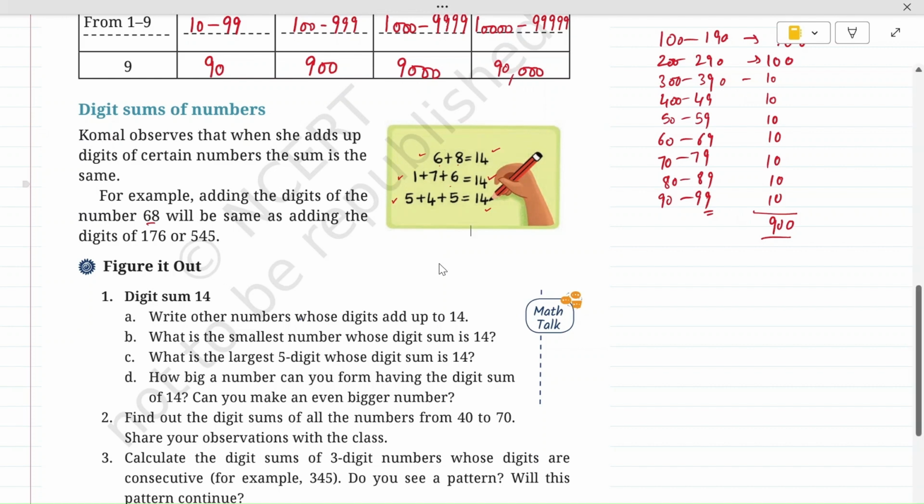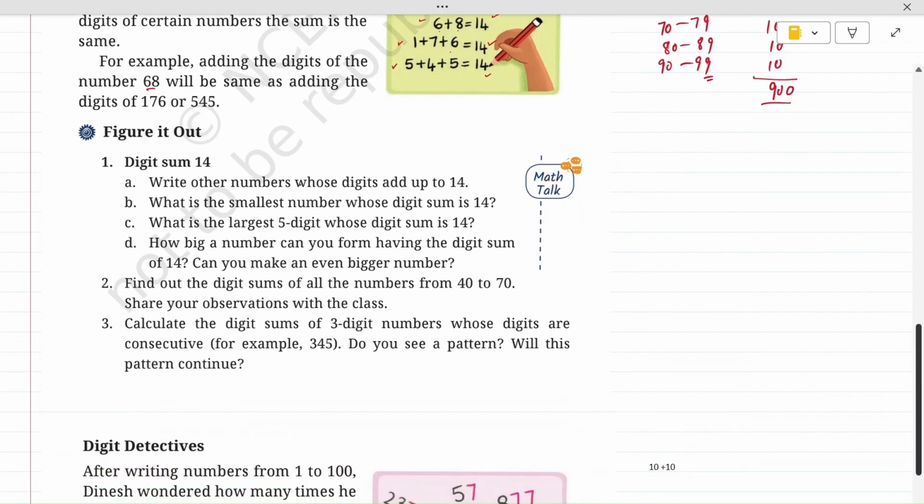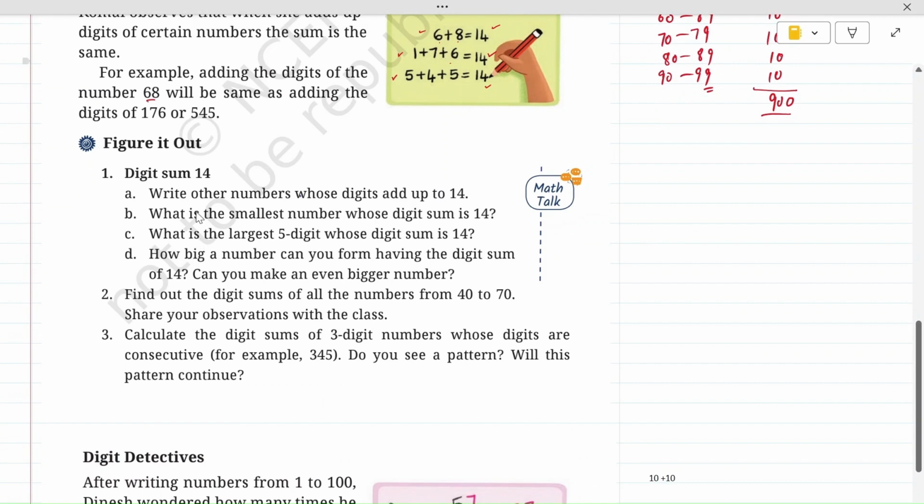So we have the exercise based on this also. Let us start with this exercise. So it says that for the digit sum 14, we have to write down some other numbers whose digits add up to 14. Okay, so let us do this. I am writing here answer number 1, A part. So we have to find out certain other numbers whose digits add up to 14. So what are those? The first one is 59, because 9 plus 5 will also give us 14, right?